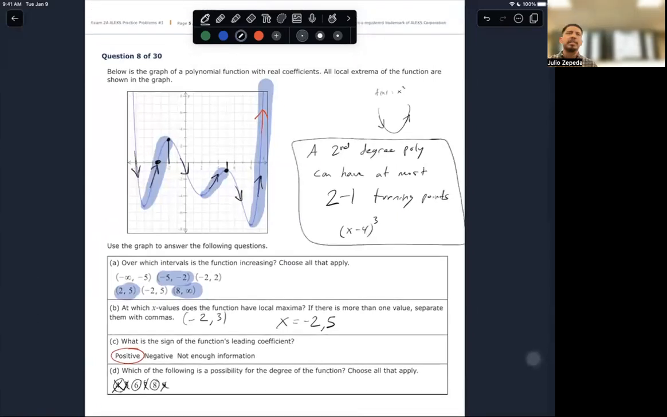The more general statement is an nth degree polynomial can have at most n minus 1 turning points. So this one here, since it has 1, 2, 3, 4, 5 turning points, its degree is going to be at least 5 plus 1, at least 6. So that could be 6 or 8 or 10 or more.